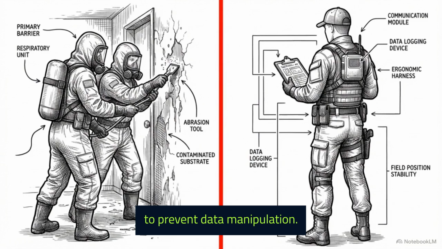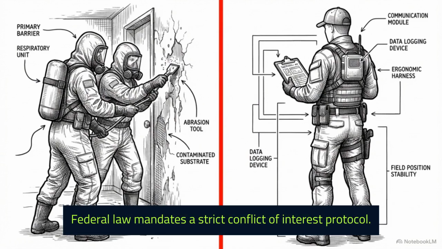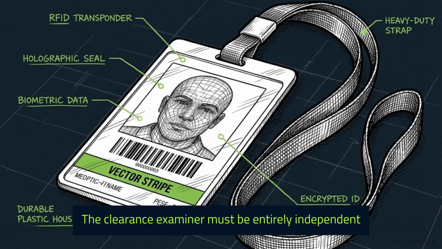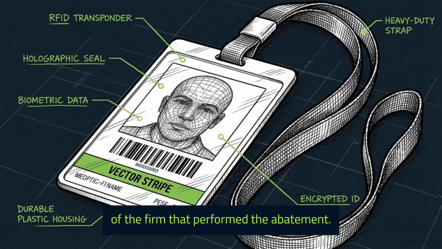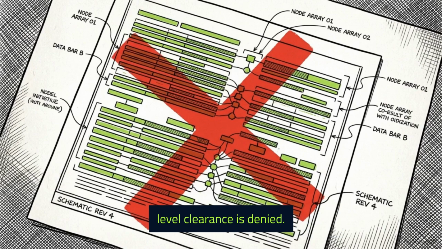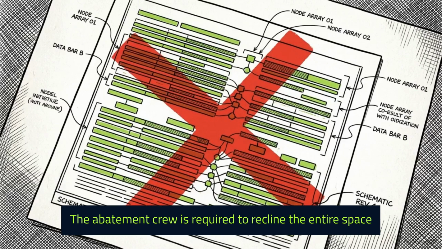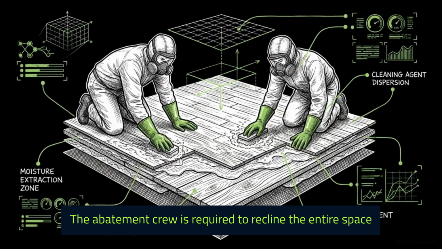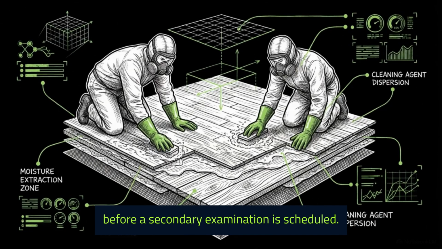To prevent data manipulation, federal law mandates a strict conflict of interest protocol. The clearance examiner must be entirely independent of the firm that performed the abatement. If a single dust wipe fails to meet the action level, clearance is denied. The abatement crew is required to re-clean the entire space before a secondary examination is scheduled.